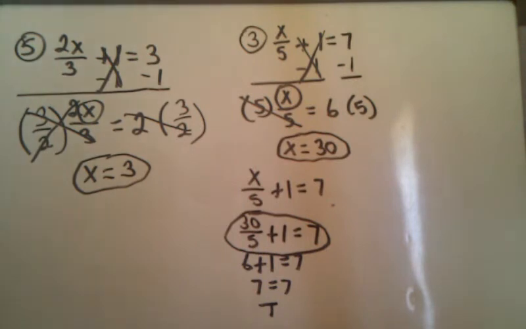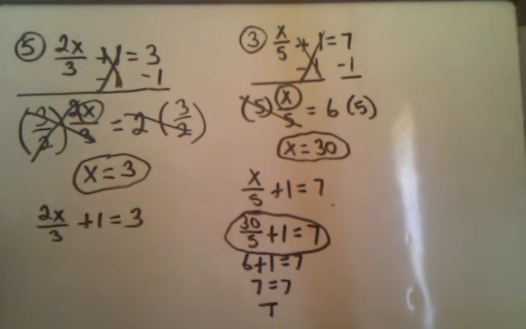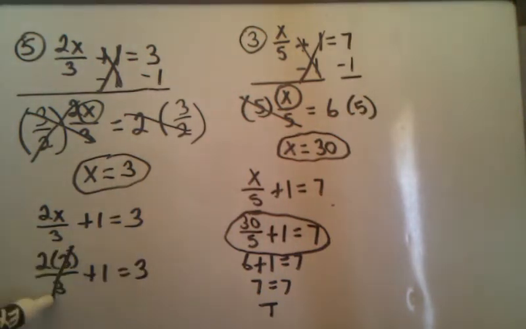Did you remember to check it? Let's see. 2x divided by 3 plus 1 equals 3. Now instead of x, we put 3, so 2 times 3 divided by 3 plus 1 equals 3. Right here, my 3's are going to cancel out. So I have 2 plus 1 equals 3. I know you can't see anymore, but 3 equals 3, and that's true.